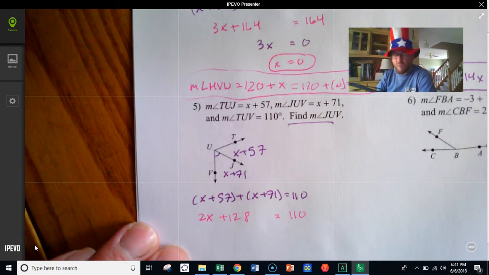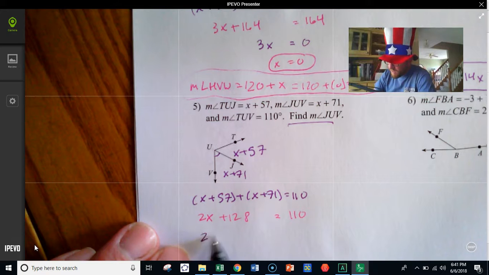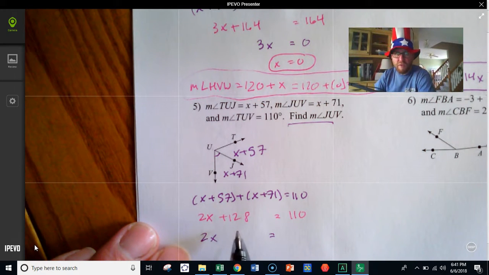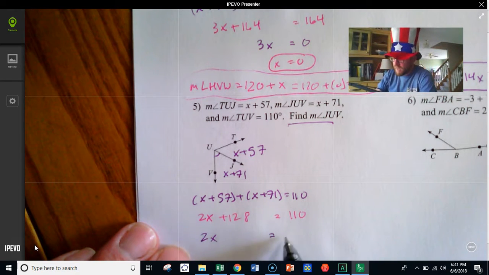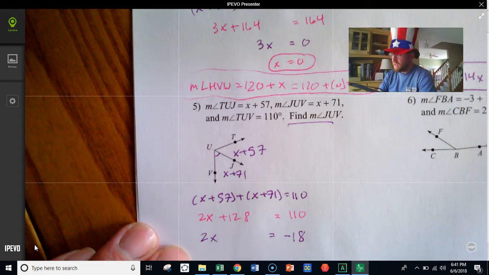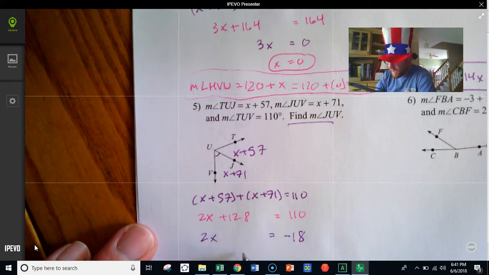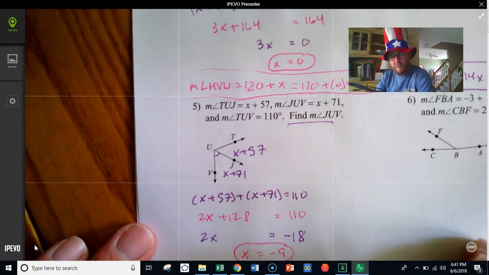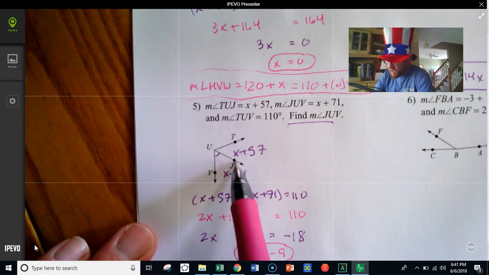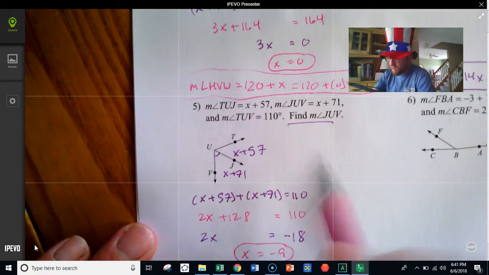I'm going to subtract 128 from each side. That's going to leave us with 2x. Subtracting 128 takes the 120 away from this, and it's gone. And over here, 110 minus 128. Well, the difference between 110 and 128 is 18, and since we're subtracting the larger from the smaller, it's going to be negative. Divide by 2 on both sides, and we'll end up with x equals -9.